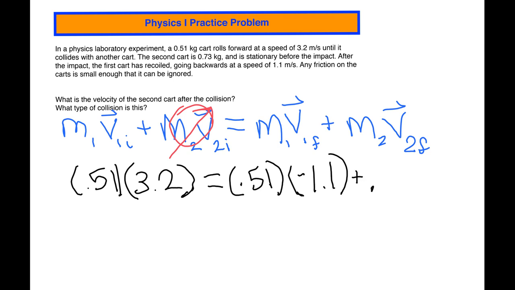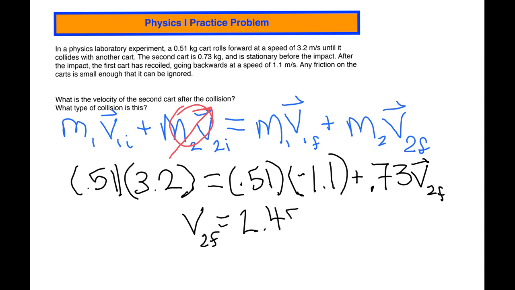Then we know mass 2 is 0.73. And finally, there's that V2F, that velocity that we're trying to solve for. So we now have enough that we can solve for V2F. And we get that V2F is equal to 2.45 meters per second.